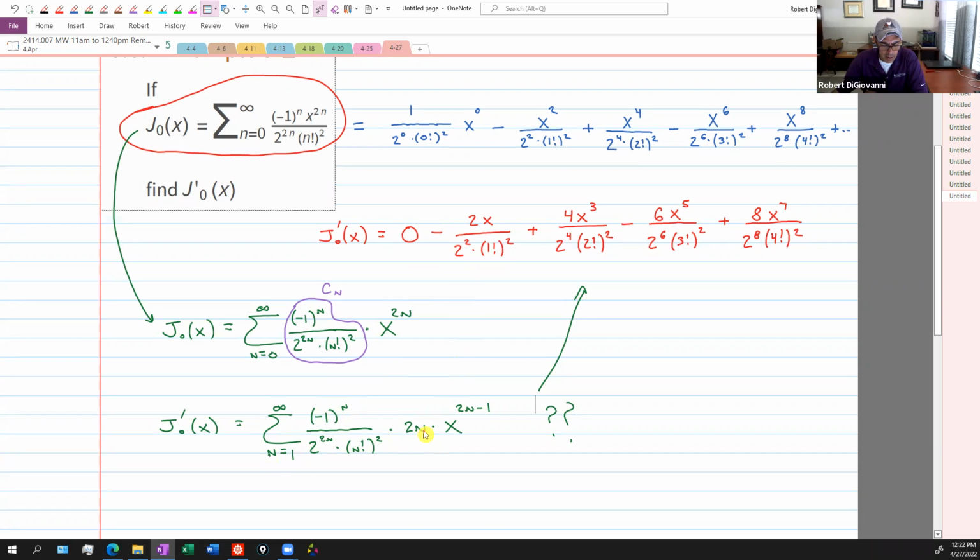How about this? 2n, x to the what? Is it working or not? Yeah, it's just x to the 1. So if I plug in 1 into this, this is exactly what I get when n is 1.